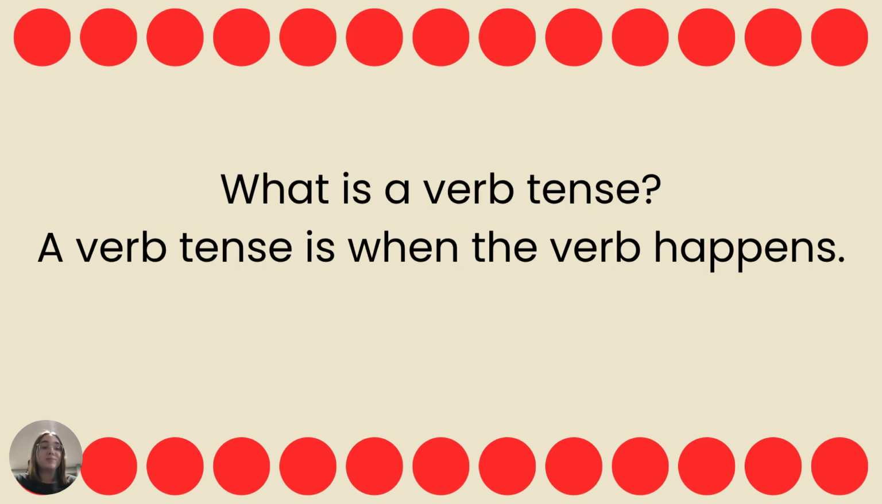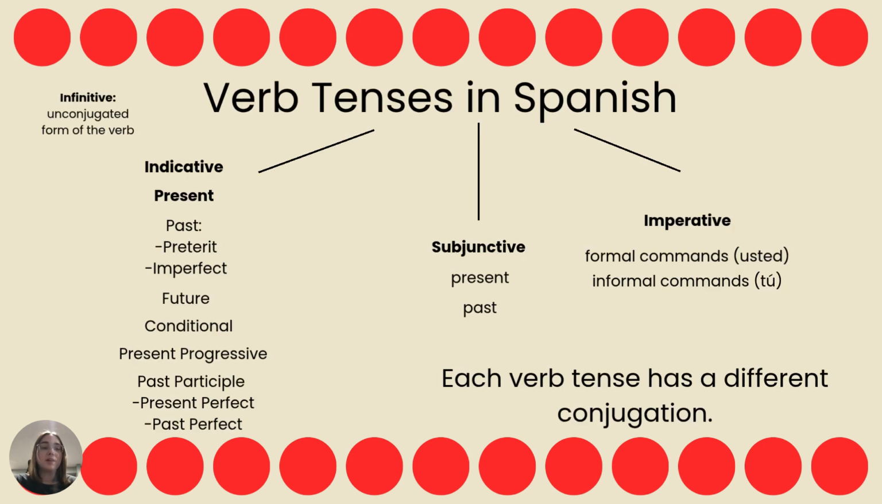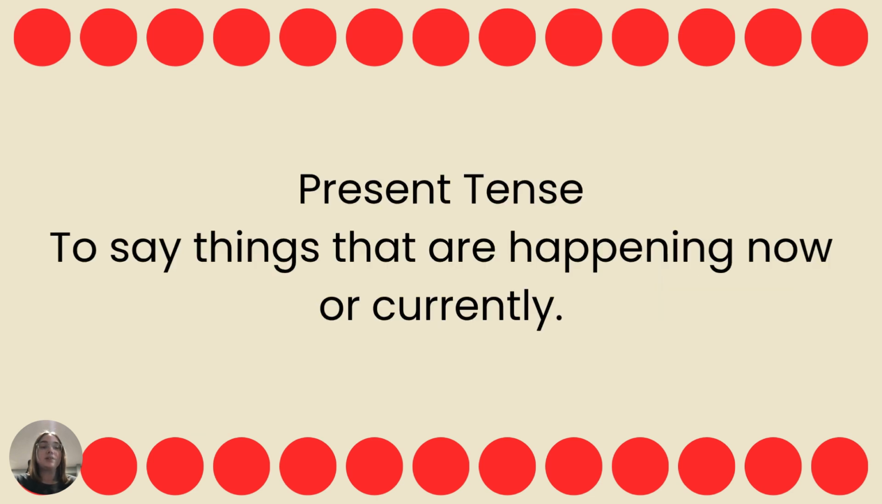There are verb tenses, which tell us when the verb happens. There are so many different tenses in Spanish, and the present tense is the one we're doing now because present tense is things that are happening now or currently. So it's not in the past, it's not in the future, it's happening now, and it's the tense most people learn first because then you can talk about your life.